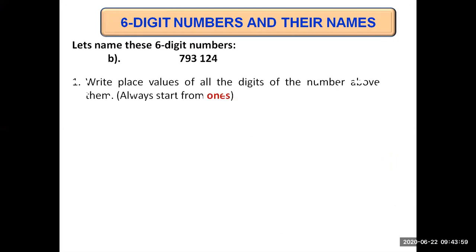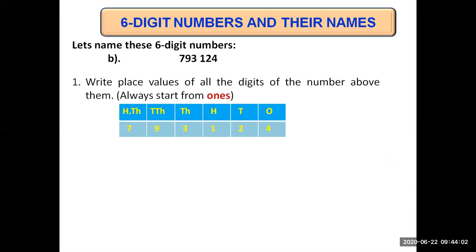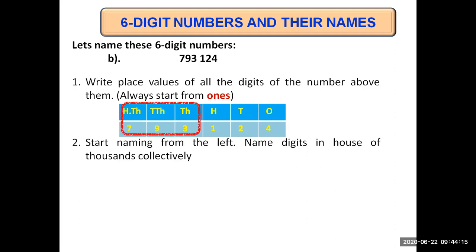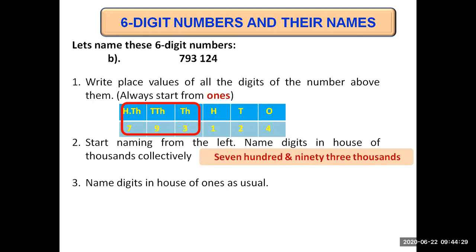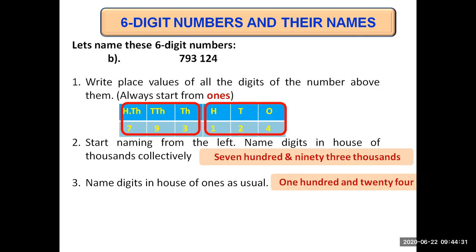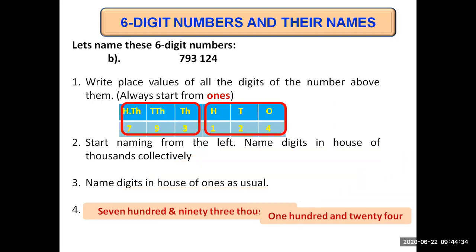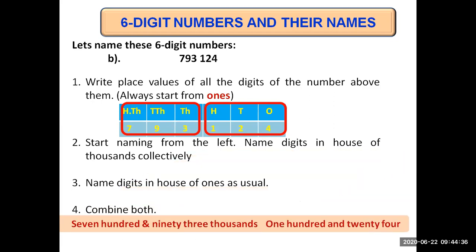We have another number in front of us, 793,124. Another 6-digit number. Once again, write the place values of all the digits above them, starting from ones. We have 7 at 100,000s place, 9 at 10,000s place, 3 at 1,000s place, 1, 2, 4. As we can see in front of us, their place values are also written. Now, start naming from the left. Name digits in the house of thousands collectively. 7, 9, and 3 are in the house of thousands, so we say it's 793 thousands, right? And in ones we have 1, 2, and 4, so we say it's 124. Combining both, we get the number name of 793,124.